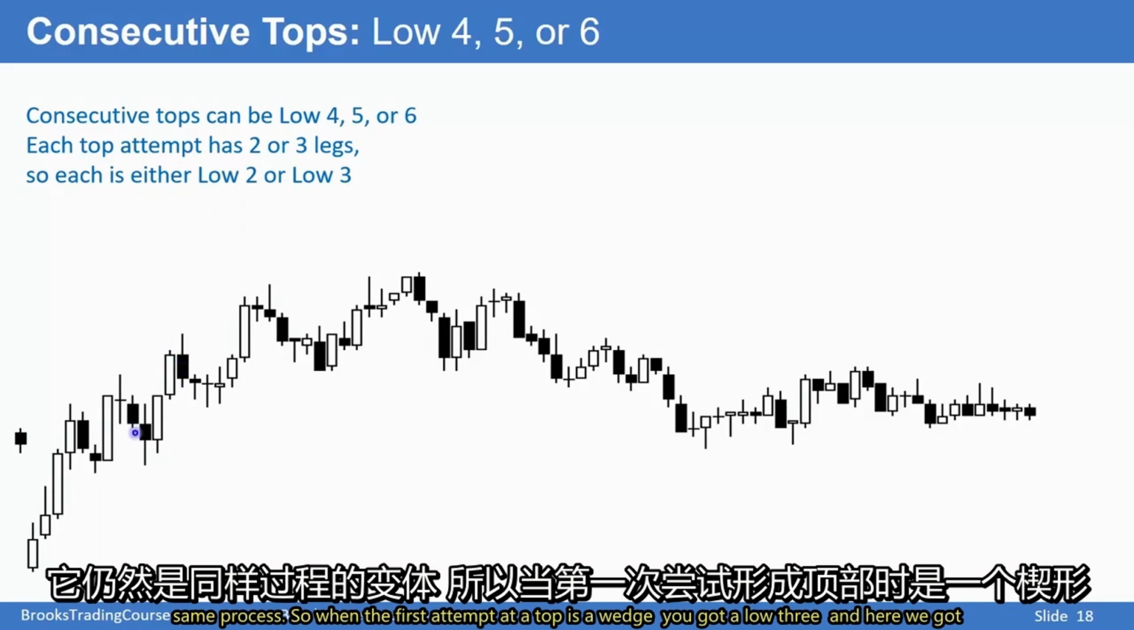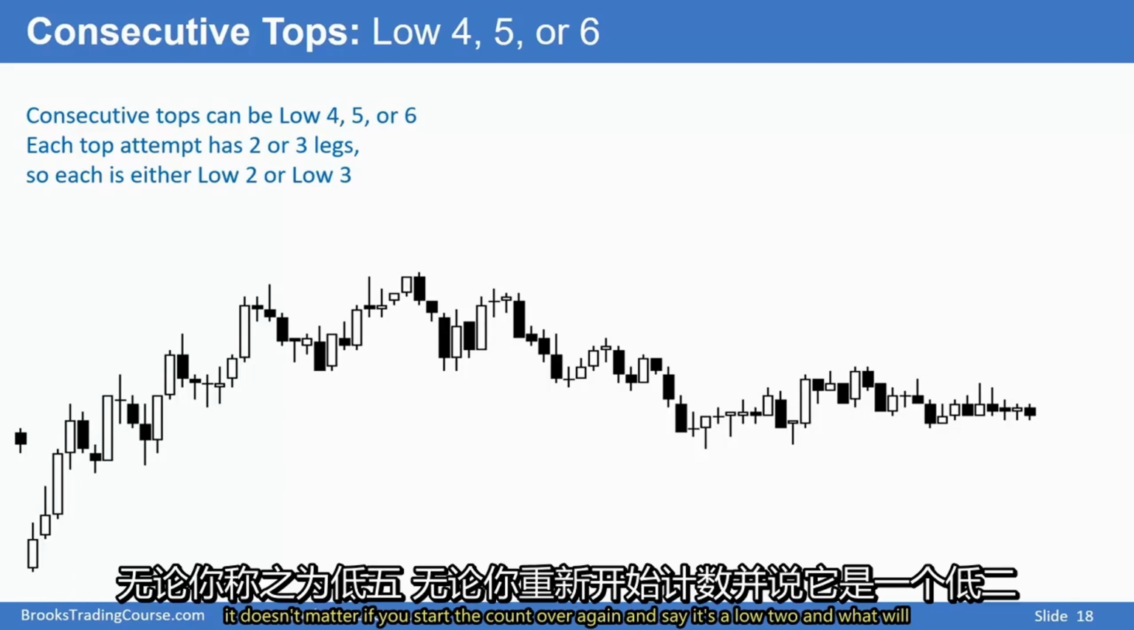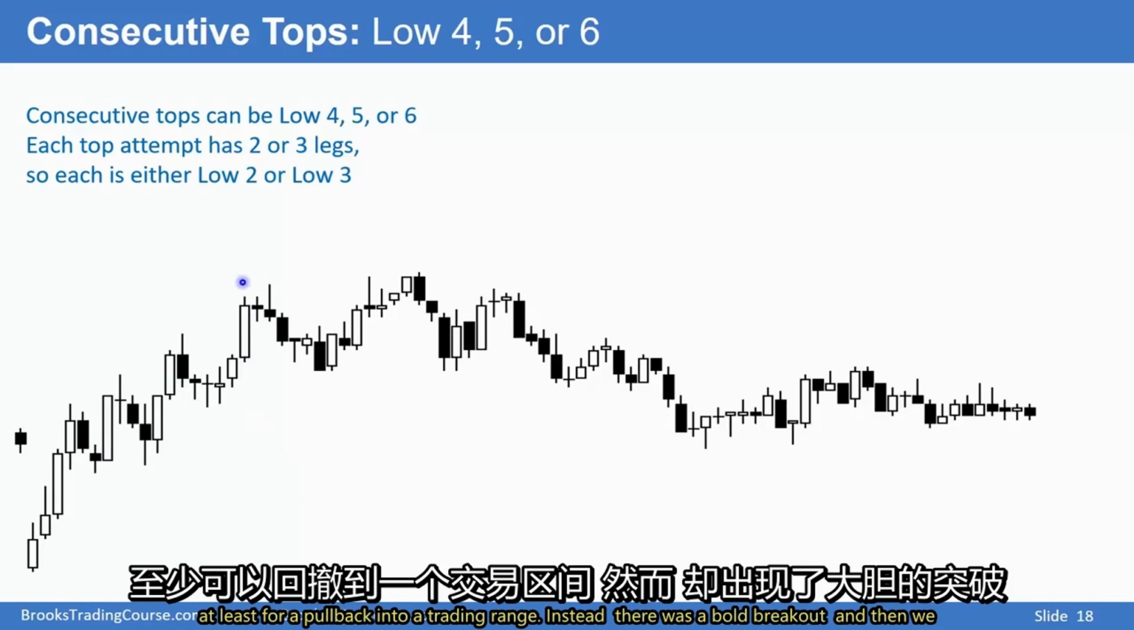So when the first attempt at a top is a wedge, you get a low 3. And here we got a low 2 after the low 3, so it's a low 5. It doesn't matter if you call it a low 5. It doesn't matter if you start the count over again and say it's a low 2 and what will probably transition into a trading range. The key point is the bears had a reasonable top, at least for a pullback into a trading range.